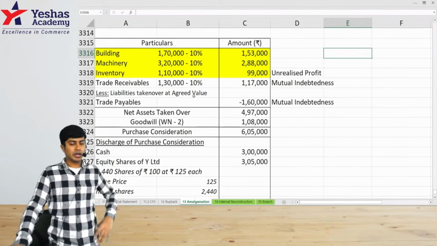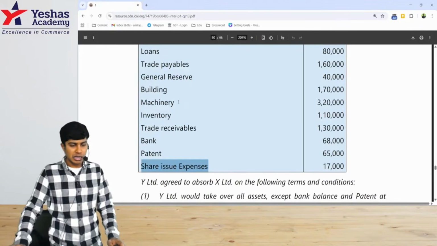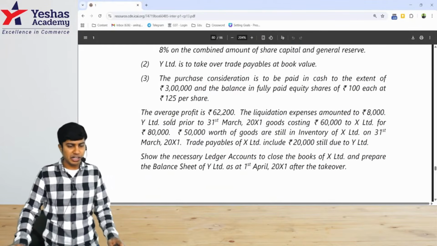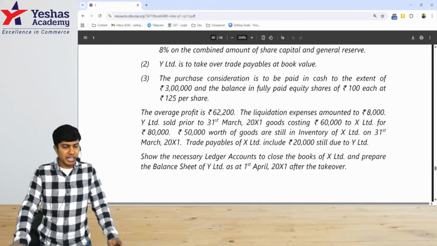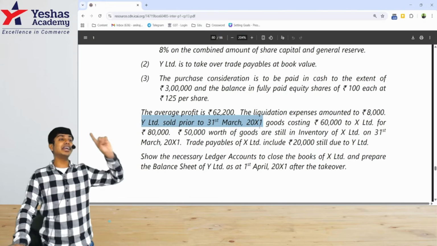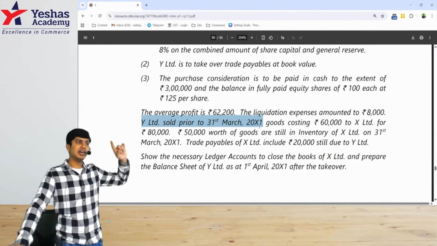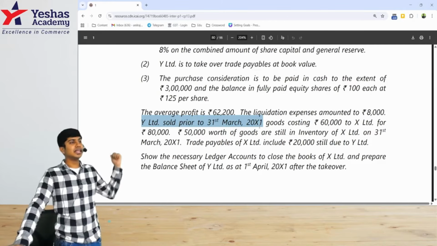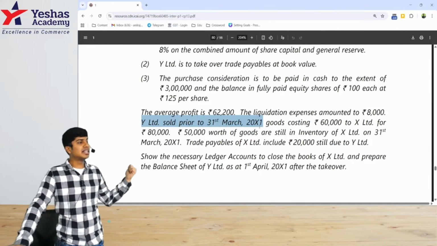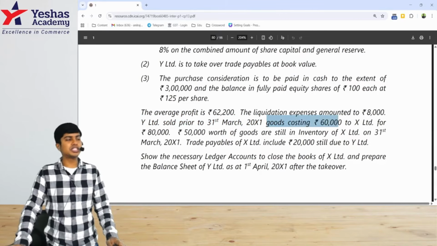Shall I? Okay, come on. Let's see that unrealized profit adjustment now. We'll do that working. Observe. What is that adjustment of unrealized profit? It starts here. Y Limited, prior to 31st March. Remember, Y Limited is transferee. Till now, the adjustments were where the transferor had sold. In this question, who has sold? Transferee has sold. How much? Goods costing rupees 60,000 to X Limited for rupees 80,000.